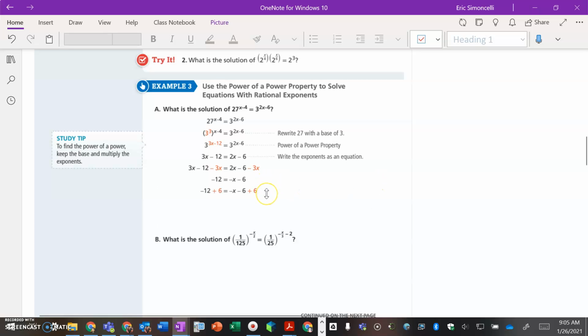As you can see in the next step, they added 6, technically, and they went ahead and simplified. So negative 6 equals negative x, and then of course x is equal to 6 if you divide the negative from both sides. So the solution, of course, in this particular instance is 6.